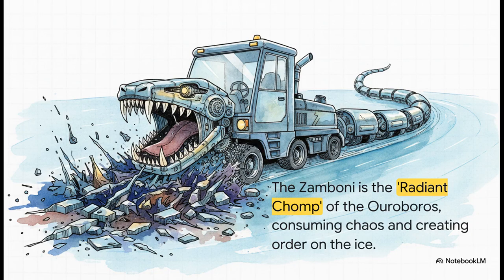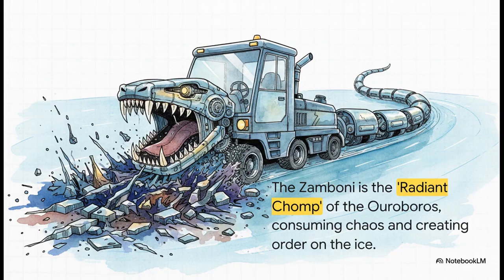And you can see the rink's whole cycle of order and chaos in action right here. As a period goes on, the ice gets all chewed up and rutted. That's chaos, or entropy, increasing. And then comes the Zamboni. I love this phrase. It's called the radiant chomp of the serpent. It literally consumes all that chaos and resets the entire system to a state of pure order, a fresh sheet for the next period.